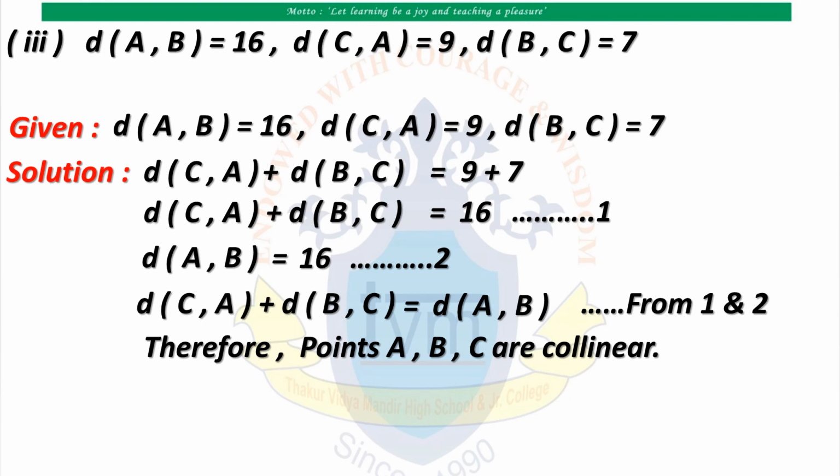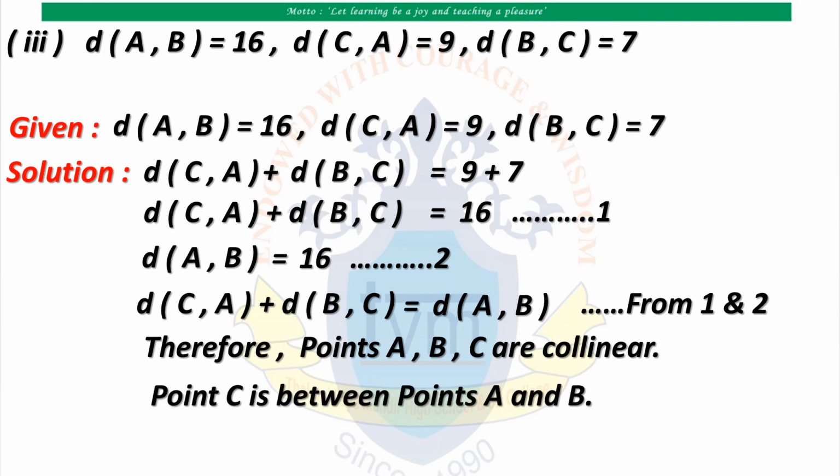Now these 3 points are collinear. Now we need to check among these 3 points which point lies between the other two. That we will get with the help of those two smaller distances. What were those two smaller distances? 9 and 7. Look at over here, distance CA and distance BC, right? Distance CA and distance BC both contain one common letter, that is C, and that common letter will lie between the other two. It means point C lies between A and B.